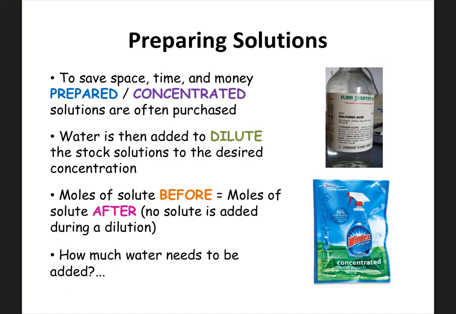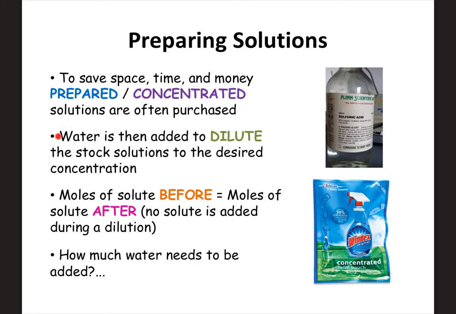A lot of times here, in order to save space, time, and money, we buy prepared or concentrated solutions, which basically means when we're purchasing acid, say for example hydrochloric acid, we usually buy 12 molar hydrochloric acid. I don't always need 12 molar hydrochloric acid. In a lot of labs we might use 1 molar hydrochloric acid, maybe 3 molar or 6 molar hydrochloric acid. So the key is we buy a very concentrated form of hydrochloric acid, which doesn't take up much space.